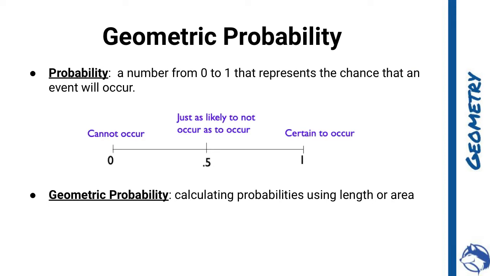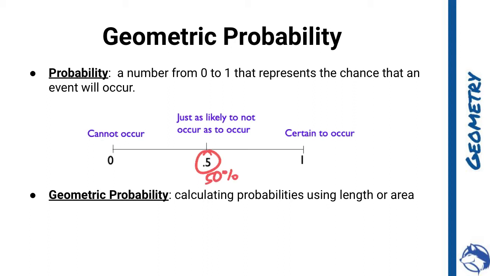In order to talk about geometric probability, we have to talk about probability. Probability is a number from 0 to 1 that represents the chance an event will occur. A lot of us might hear this as, if we were to flip a coin, we have a 50% chance of heads and a 50% chance of tails. That means something is just as likely to occur as something else. So that's what the 0.5 means, and it can also be represented as 50%.